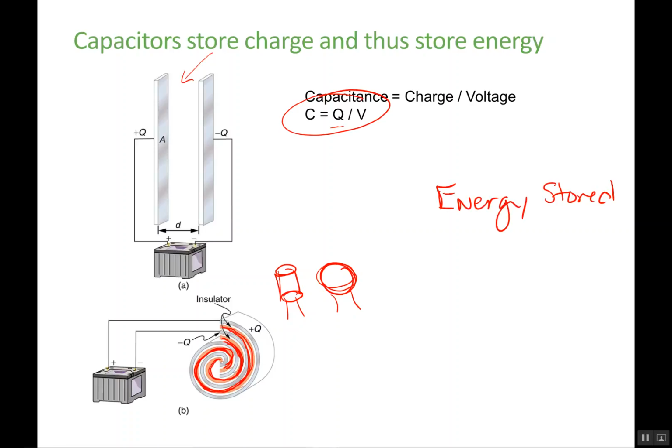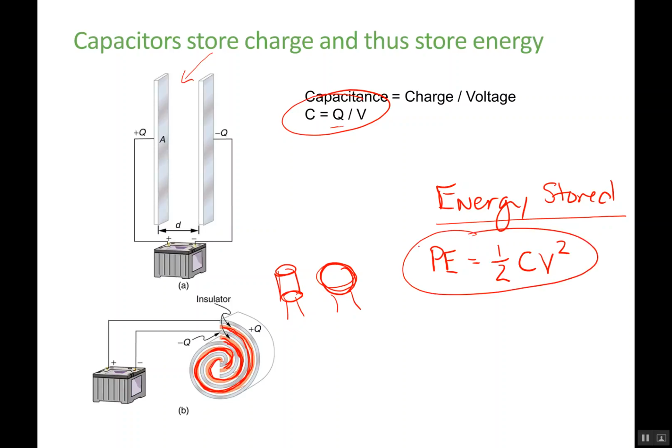So capacitors store charge, and thus they also store energy. There's an equation we can use to calculate how much energy a capacitor of a specific capacitance can store at a specific voltage. This is a form of potential energy. The potential energy that can be stored is equal to 1/2 times the capacitance times the voltage between the two sides of the capacitor squared. Where does this equation come from? Well, it's beyond the scope of this course. It involves some calculus, so the derivation isn't important, but being able to use it is.